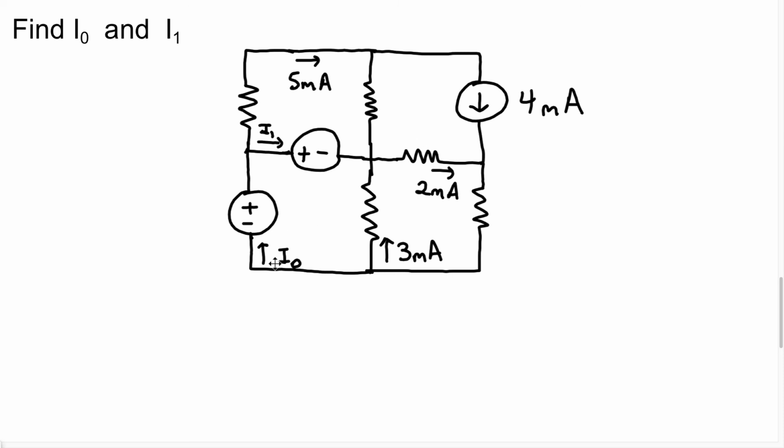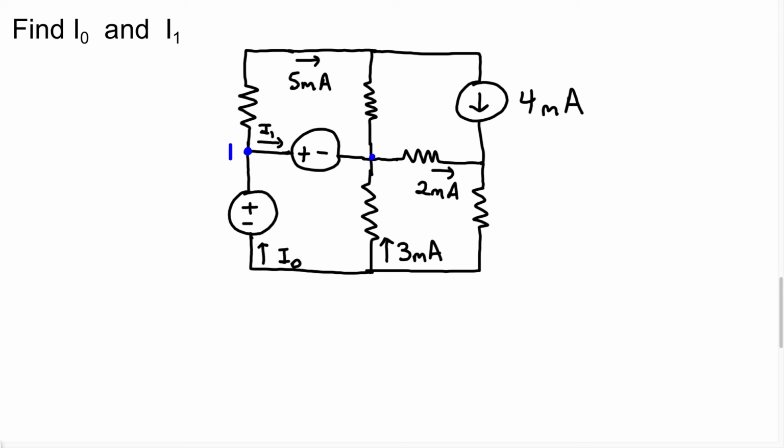So we want to find I0 and I1. We know I0 is going to be the current in this branch, and I1 is going to be the current in this branch. So we know we're going to use KCL to find these currents. Therefore, the first thing I'm going to do is label all of the essential nodes. So I know this is going to be a node, and it's going to be an essential node. I'm going to label that 1.